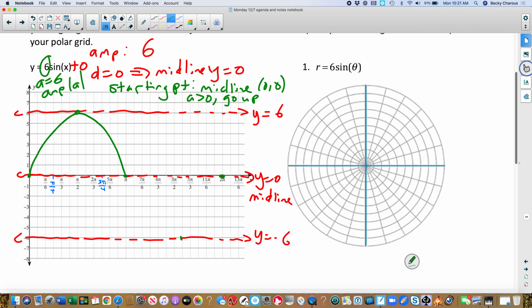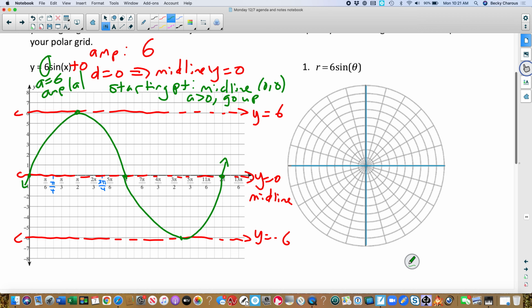So I'm going to try to draw a nice sine graph. I'm going to put arrows at the ends showing that it continues on. Okay? So that's one cycle of the graph. So what we want to do now is take this graph that we drew in the Cartesian plane and move it over to the polar plane.